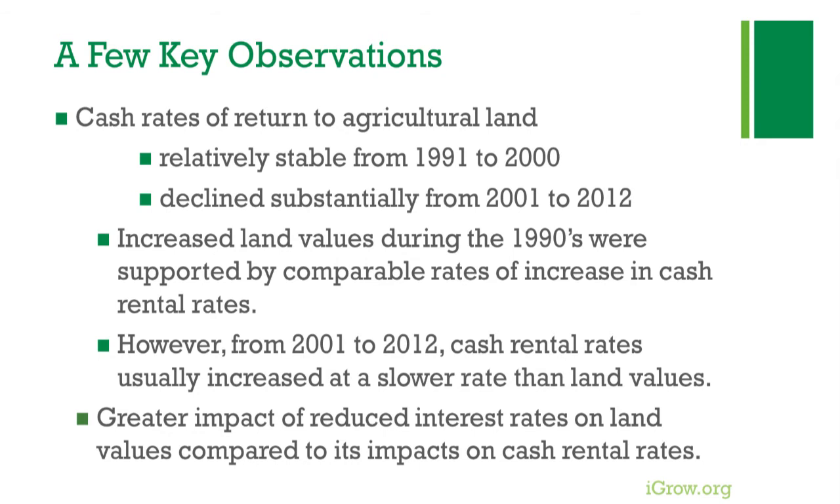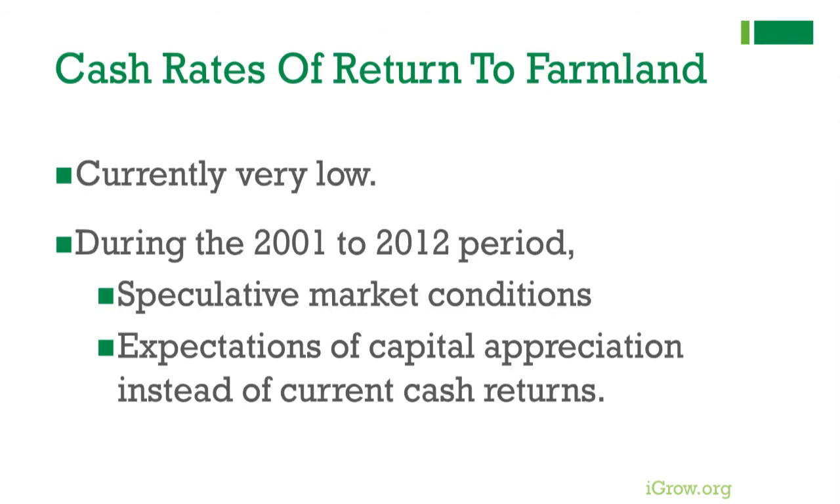Essentially what that meant was that land values during that time frame were increasing much faster than our cash rental rates were, and so we can draw the conclusion that the reduced interest rates present for the purchase of farmland influenced farmland values and made it an attractive purchase, and we didn't see the corresponding increase in cash rents as we went along. As far as our cash rates of return, currently they're very low, 3 to 4%.